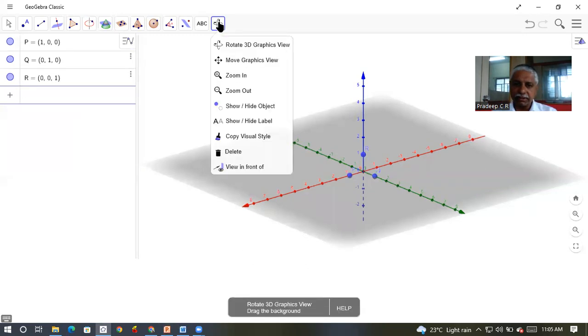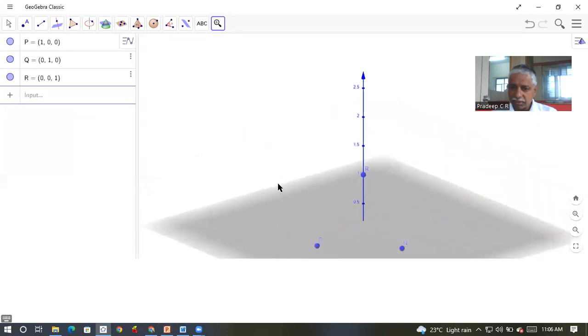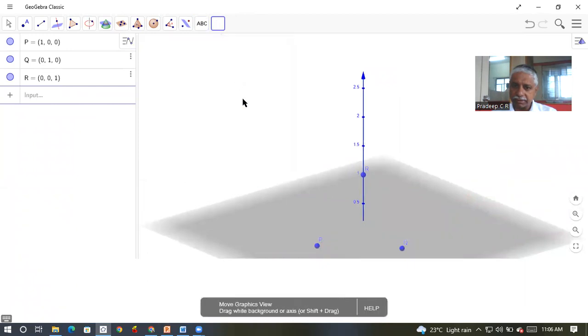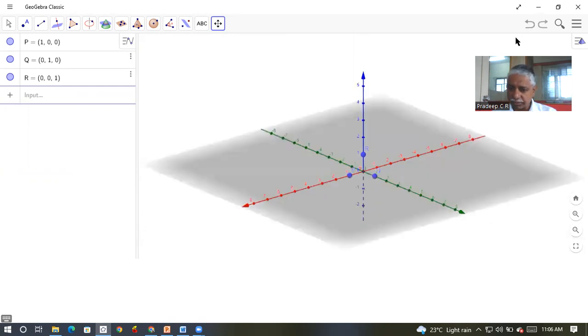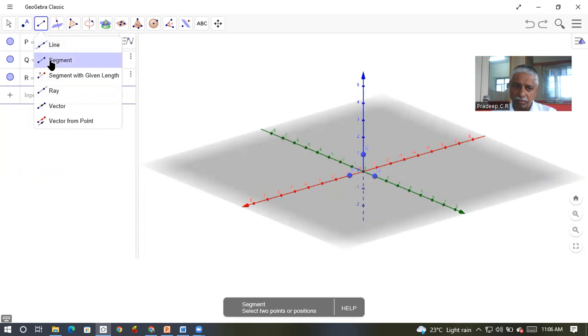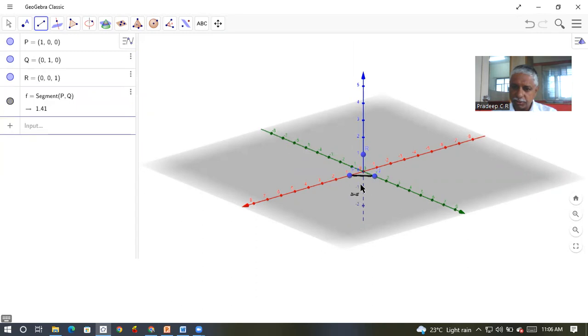So let us try to see, zoom in. I want to make it slightly bigger. So you can see the points now, P, Q, R. This 3D graphics is always a bit of a problem. I wanted to show you all these three points. So here is PQR. Now I want to draw line segments. I'll join P with Q, Q with R, and R with P.